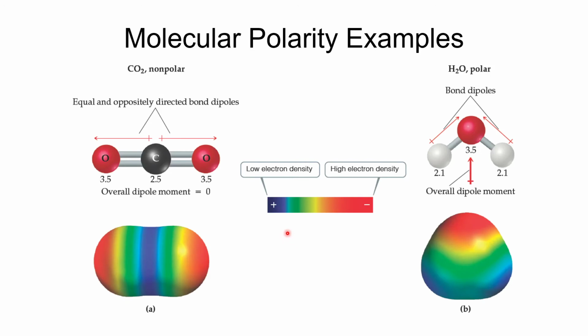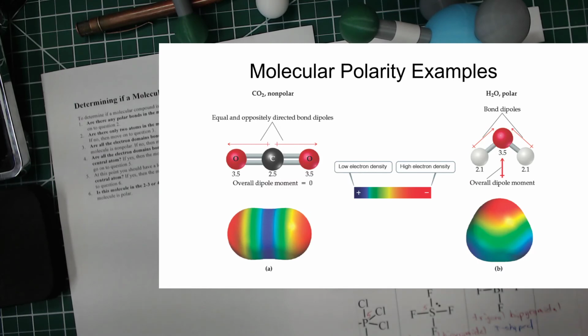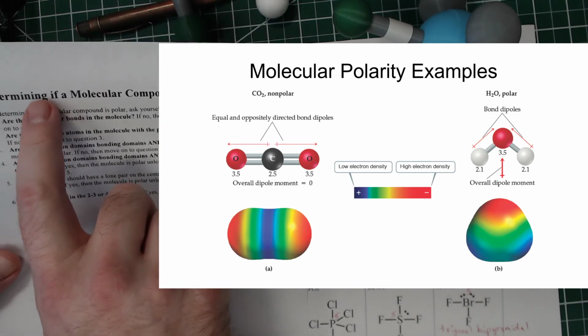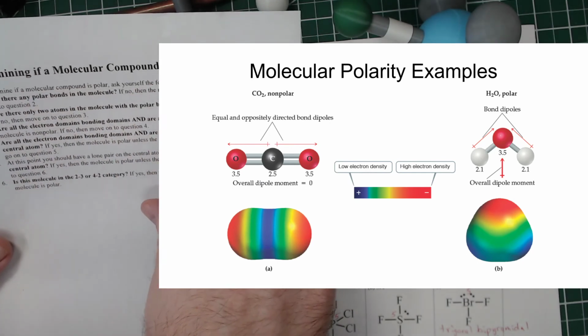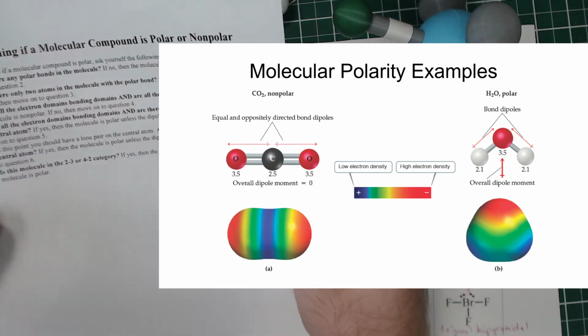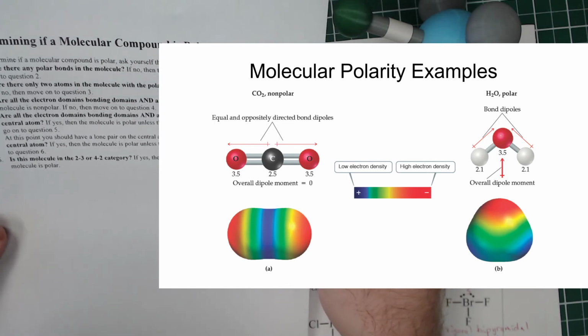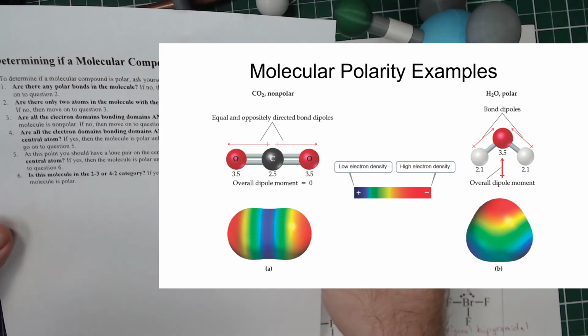So let's look at a couple of these situations. I have a printout sheet, and you can look at this. All right, so I have the printout sheet for determining if a compound is polar or nonpolar. So you can refer to this while you're working on these and learning these. You won't be able to use this on the test, but you can at least have these instructions while you're learning it.